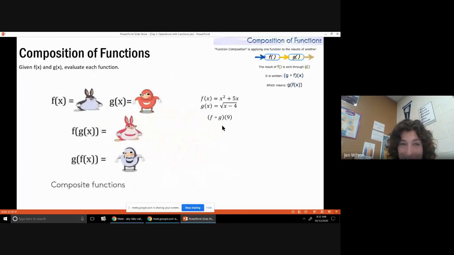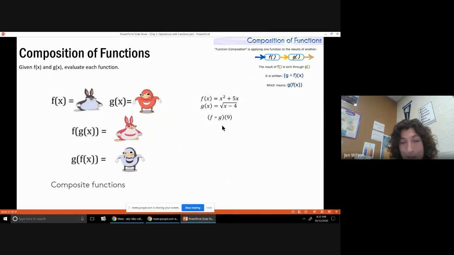Here's another one. If you have a bunny that's f of x, and a superhero that's g of x, and you have f of g of x, you take the superhero, you put it into the bunny costume, and now you have a bunny superhero that's turned pink because you ate the superhero. Then, if you had g of f of x, now f of x is first, and so you would take the bunny, he would be eaten by the superhero, and he would turn the superhero gray.